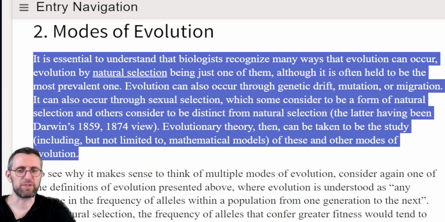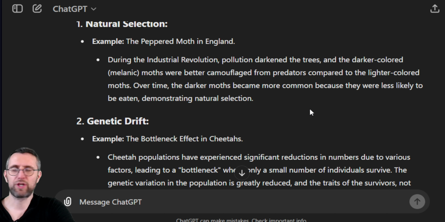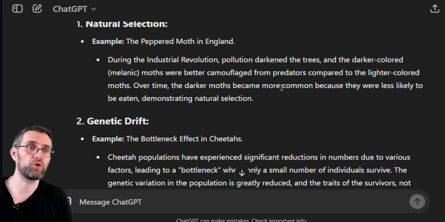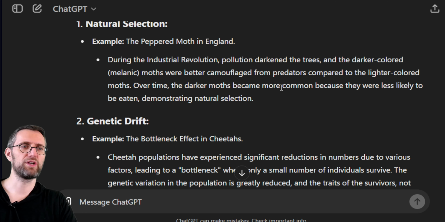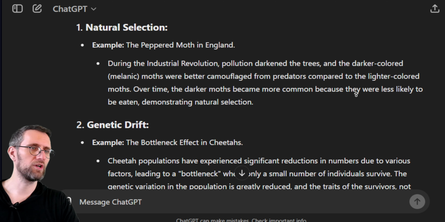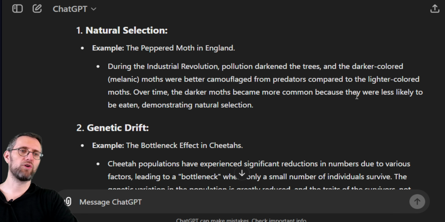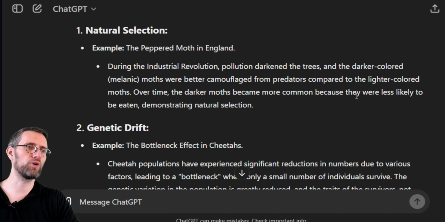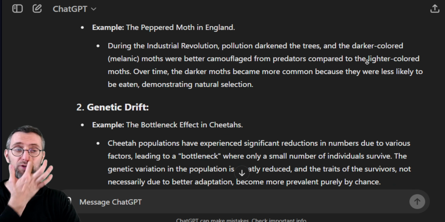So we ask ChatGPT again. Okay, this is very interesting because here's the differentiation of these four. So, of course, natural selection first: the peppered moth in England. During the Industrial Revolution, pollution darkened the trees, and the darker colored melanic moths were better camouflaged from predators compared to the lighter colored moths. Over time, the darker moths became more common because they were less likely to be eaten, demonstrating natural selection.